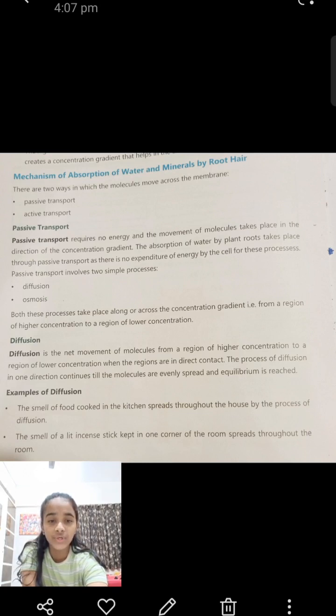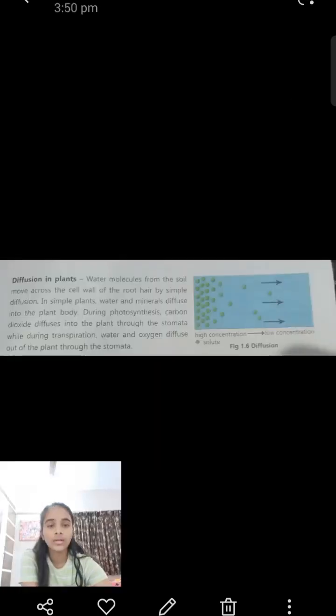Now 51st question is, how does absorption of water by plant roots take place? The answer is, now 50th question is, where does carbon dioxide diffuse during photosynthesis and where do water and oxygen diffuse during transpiration? The answer is, during photosynthesis, carbon dioxide diffuses into the plant through the stomata, while during transpiration, water and oxygen diffuse out of the plant through the stomata.